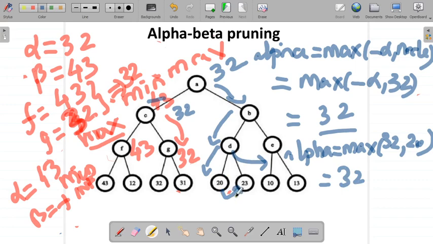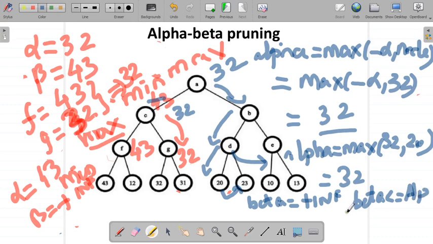Then we should check the condition beta less than or equal to alpha. Now the beta value is plus infinity. So beta is equal to plus infinity. So beta less than or equal to alpha: plus INF less than or equal to alpha value 32. The condition is false. So we must traverse the right child also.